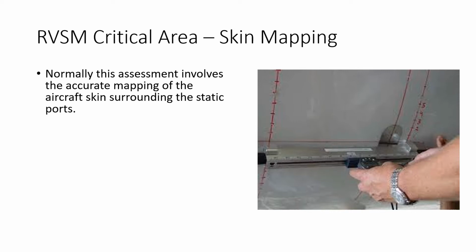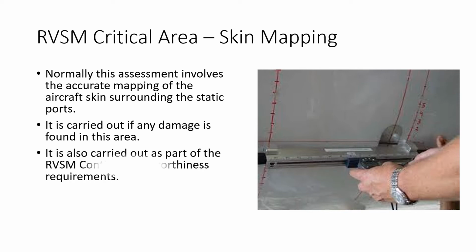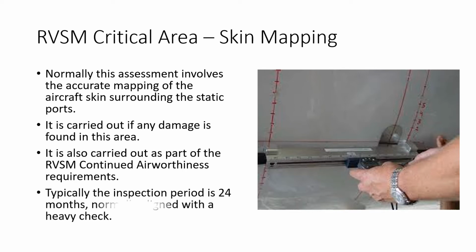It is carried out if any damage is found in the area to prove that the aircraft is still capable of RVSM flights. And it's also carried out as part of the RVSM continued airworthiness requirements. Typically, the inspection period is 24 months, normally aligned with one of the larger checks. But again, manufacturers vary, so you need to check.